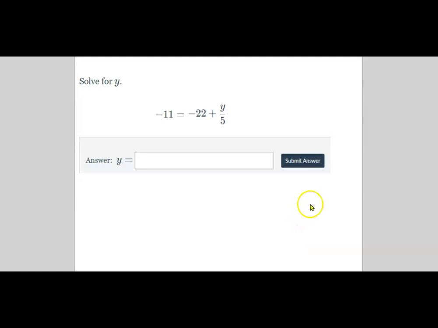And let's get started. So my first problem here is that I have a minus 22 and I have a divide by 5. So I need to undo or reverse both of those operations. So the first thing I'm going to do is add 22 to both sides. When I do that, the 22 will disappear from the right, leaving y divided by 5 by itself, and then negative 11 plus 22 is 11.